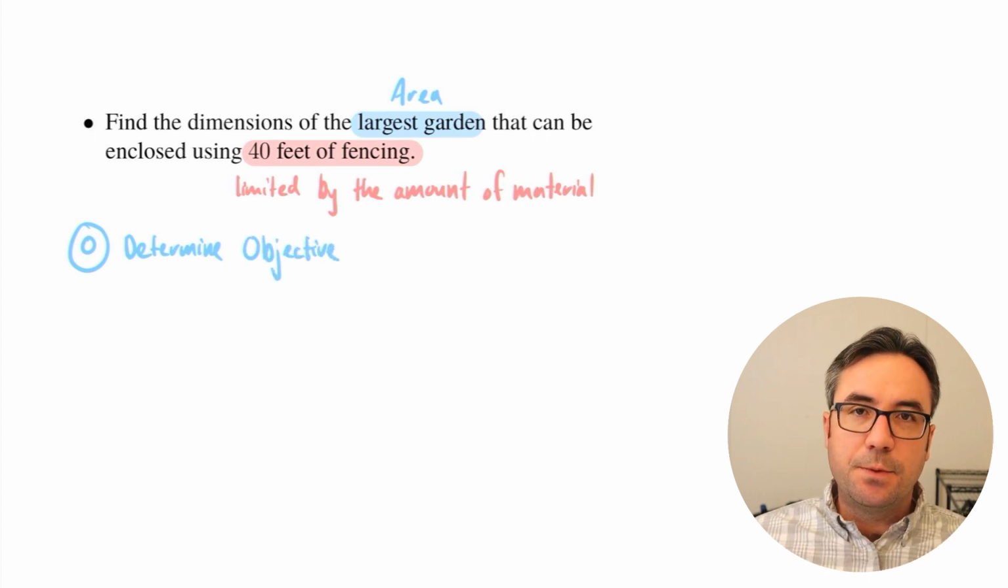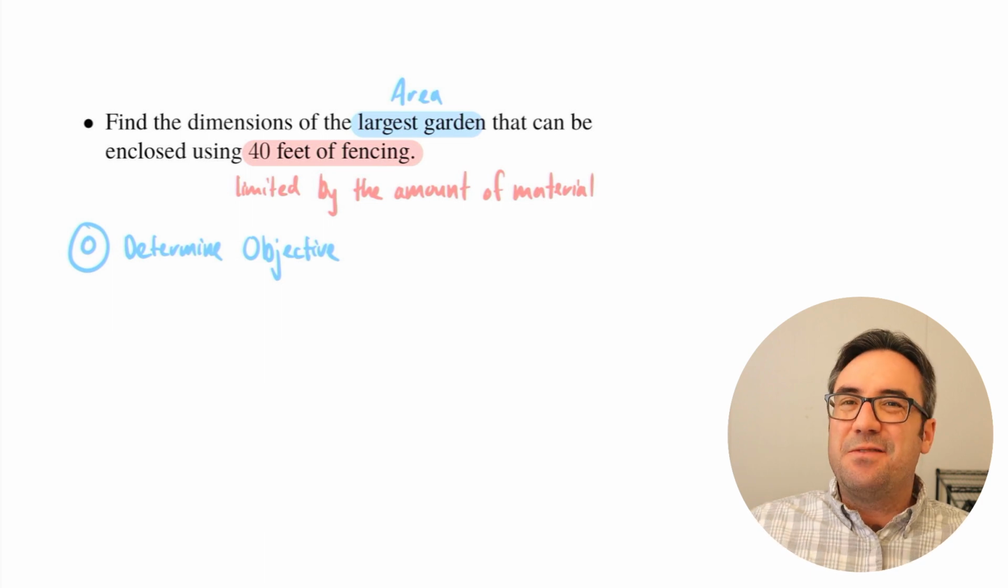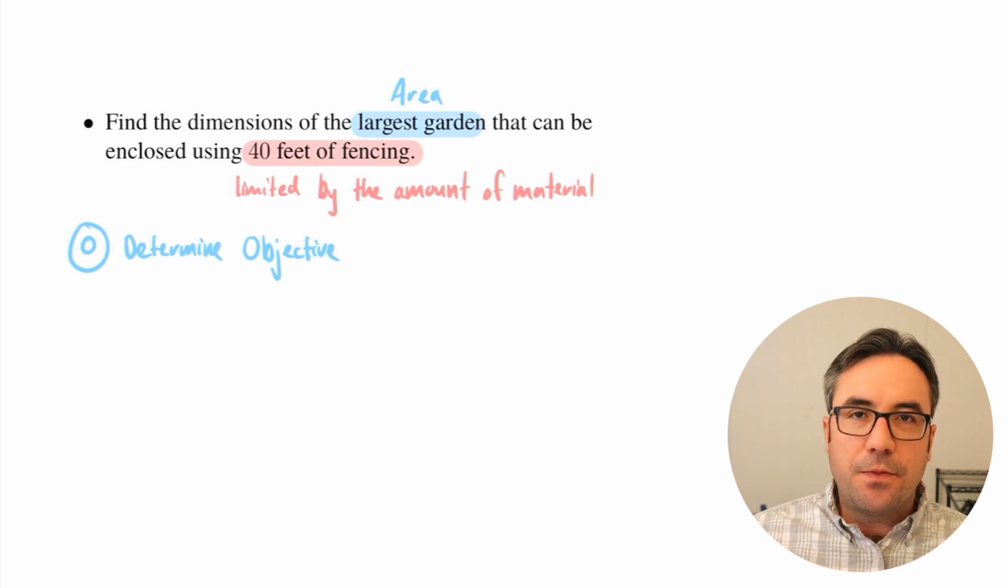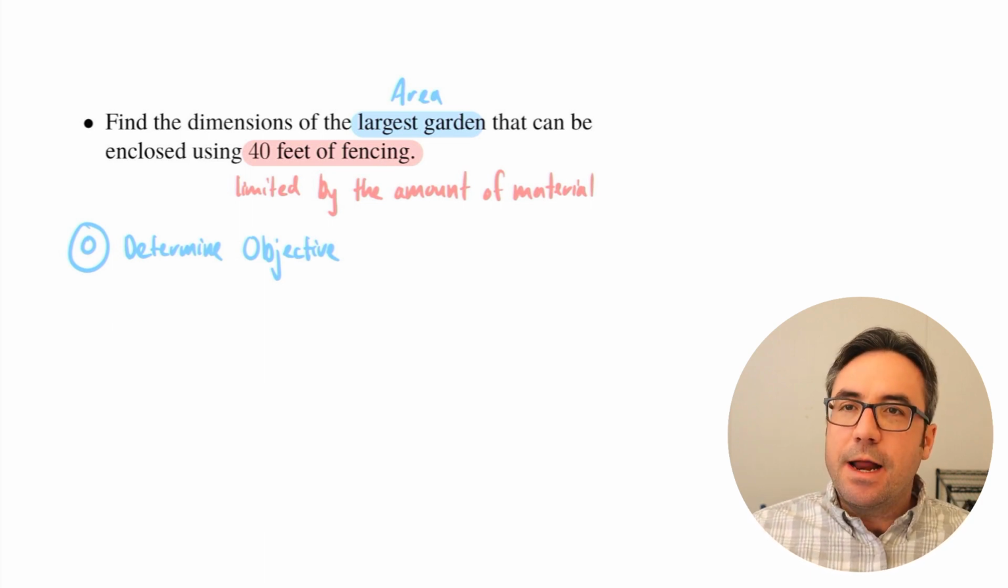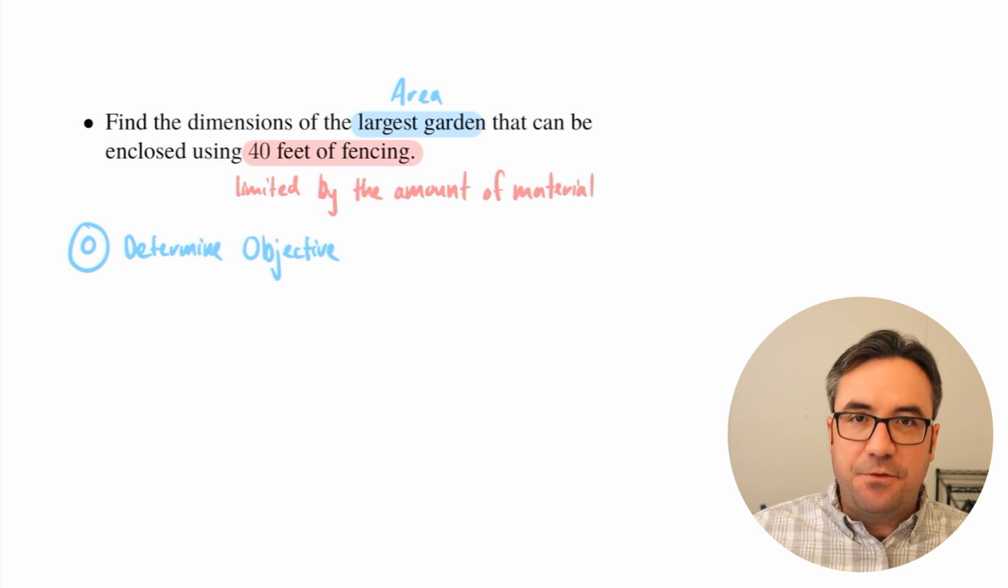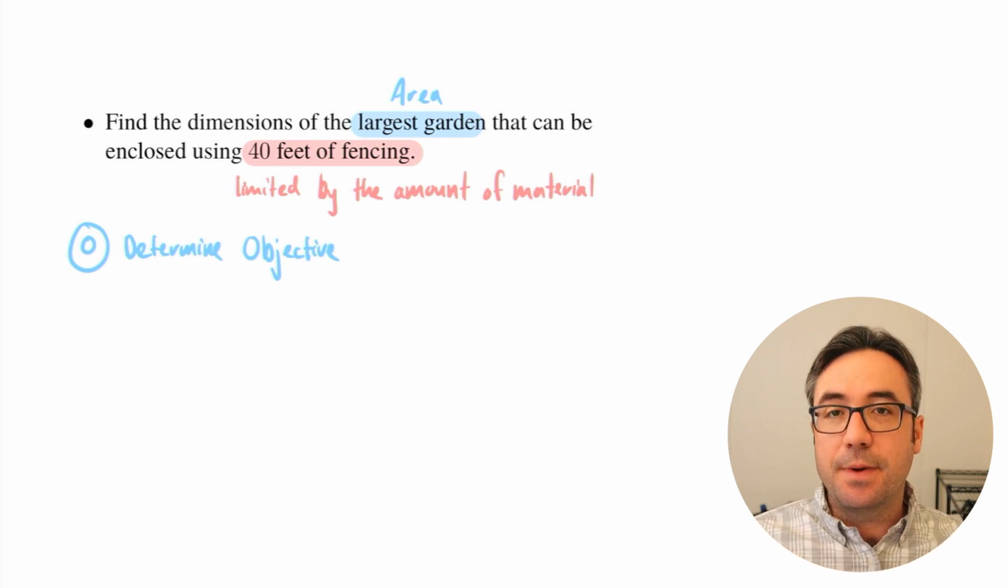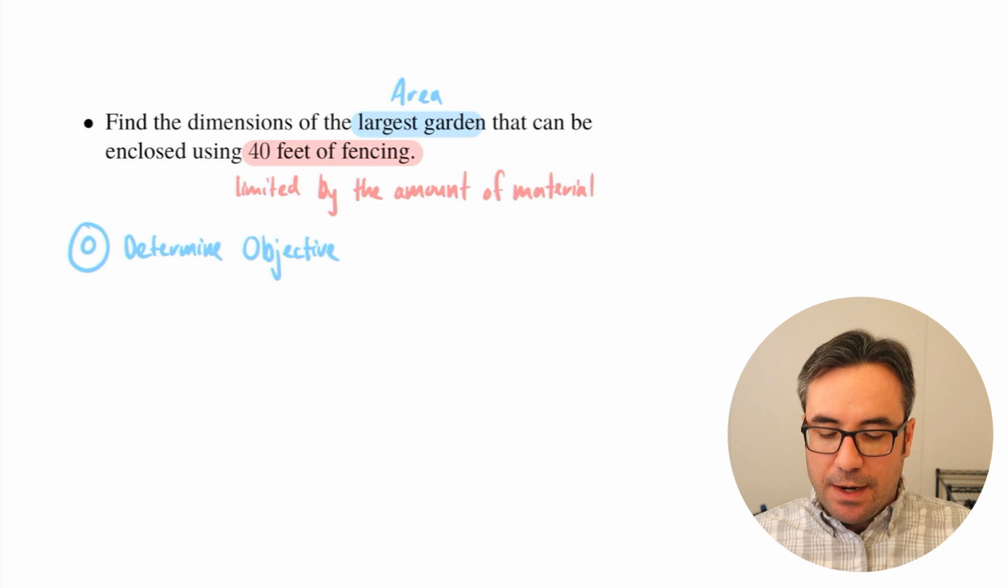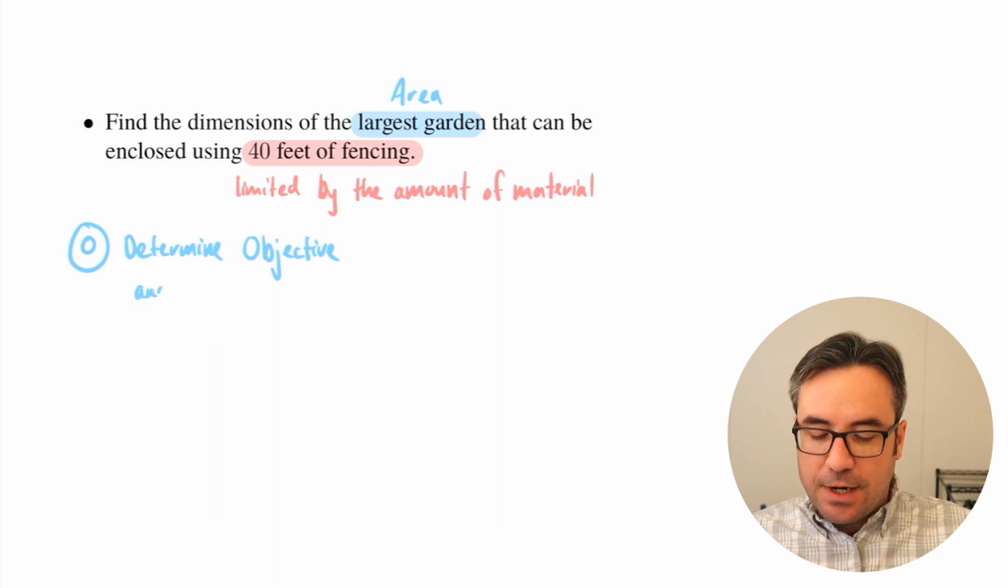So like that example we looked at in class, we're given what the objective and constraint equations are. Now we're going to actually have to figure out what they are based on the information that we're given. So we want to determine our objective and constraint equations.